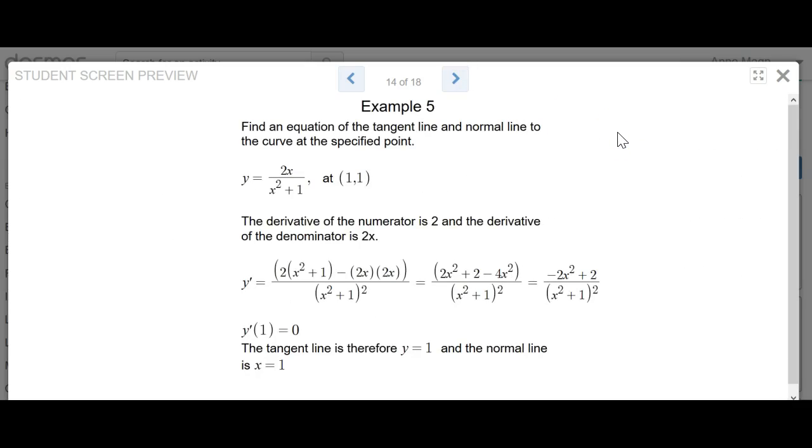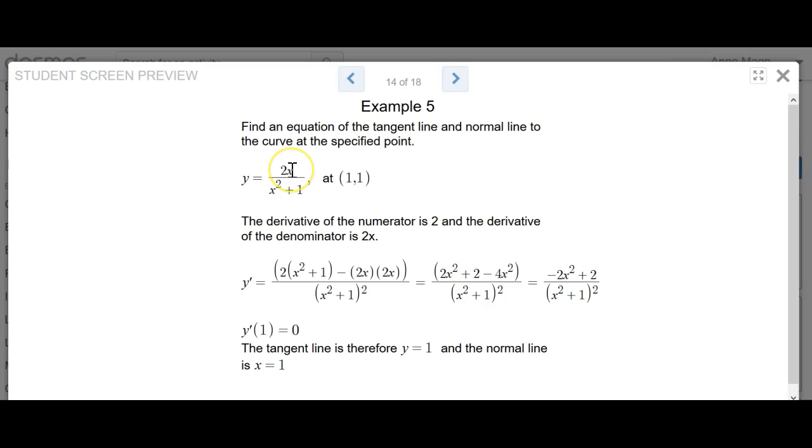Here's another example. Find an equation of the tangent line and normal line to the curve at the specified point. And remember, the normal line is perpendicular to the tangent line. So recall from algebra that a perpendicular line has a slope that's the negative reciprocal of another line. So here is our function, and we want to find the tangent and normal at the point (1, 1). So we know that we need to find the derivative and evaluate it at 1.